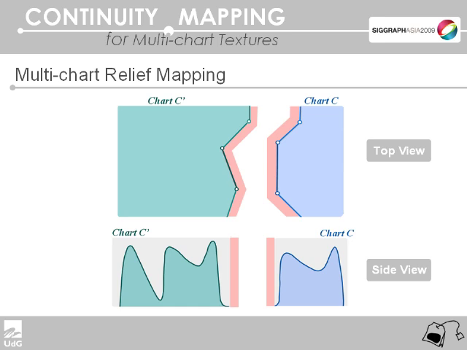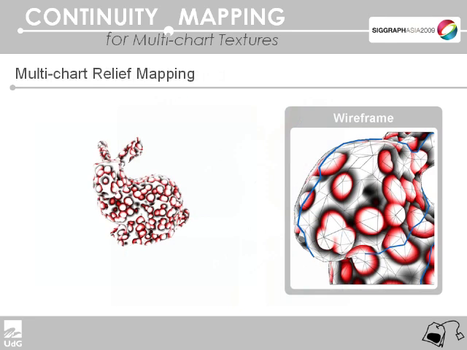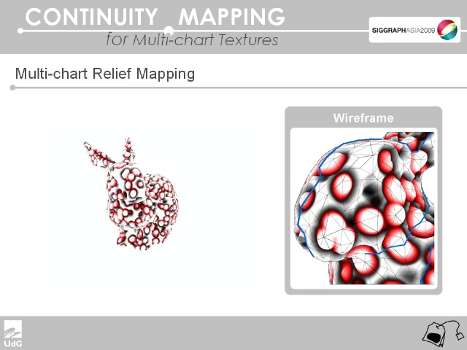Relief mapping over multi-chart textures remains unsolved, but with continuity mapping, it's now possible. When searching for the intersection point, we can sample outside a chart. Using traveler's map, we find the point inside the corresponding chart to continue the search. To sample in areas close to the seams, we use the sewing the seams technique to have correct interpolation. Here we show some results of multi-chart relief mapping.